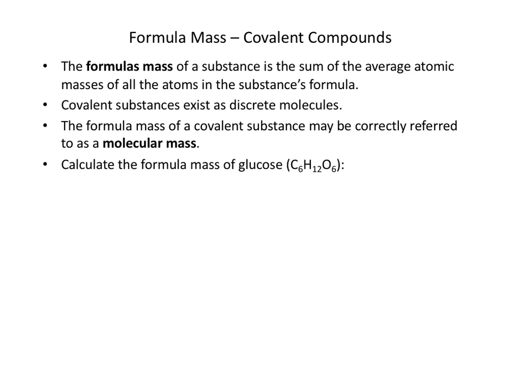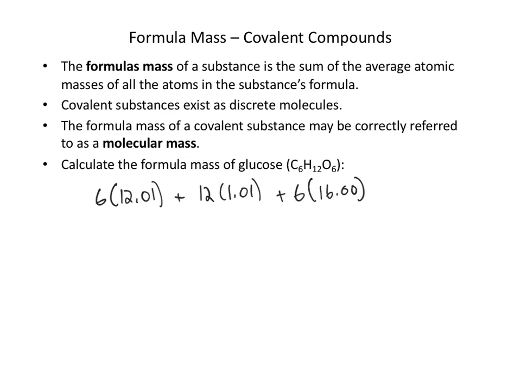So if we were asked to calculate the formula mass or the molecular mass of glucose, the formula for glucose is C6H12O6, and so we have 6 carbons, so I would do 6 times the average atomic mass of carbon, which is 12.01. I have 12 hydrogens and 6 oxygens.